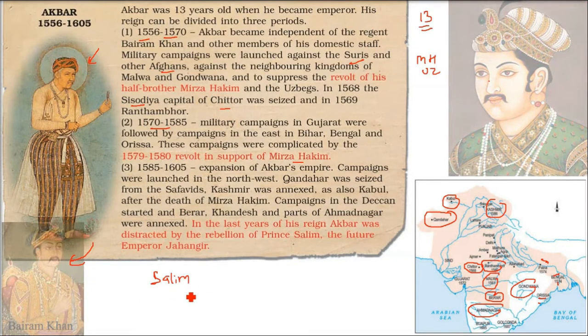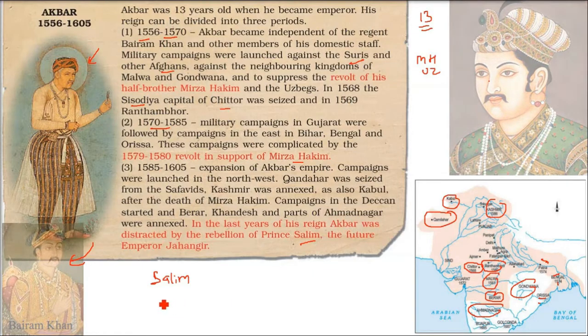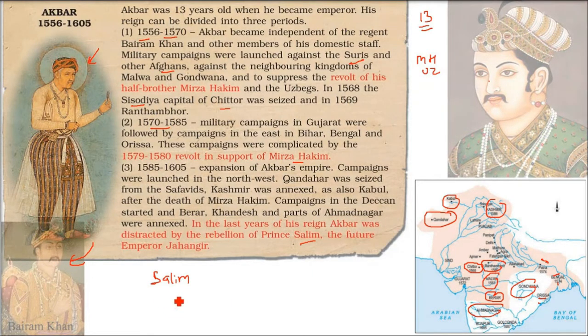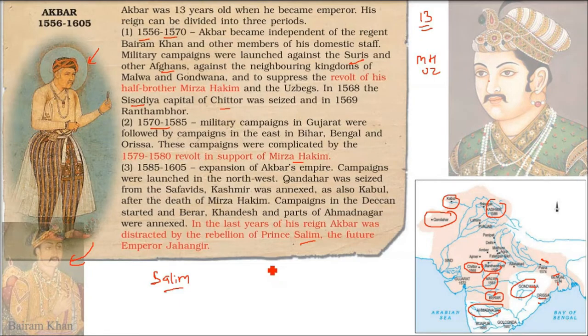And this Prince Salim rebelled against Akbar. This Salim became the future Mughal emperor called Jahangir. That is happening in the last years of Akbar's reign, Akbar Shasan Kal, Akbar Samrajya.